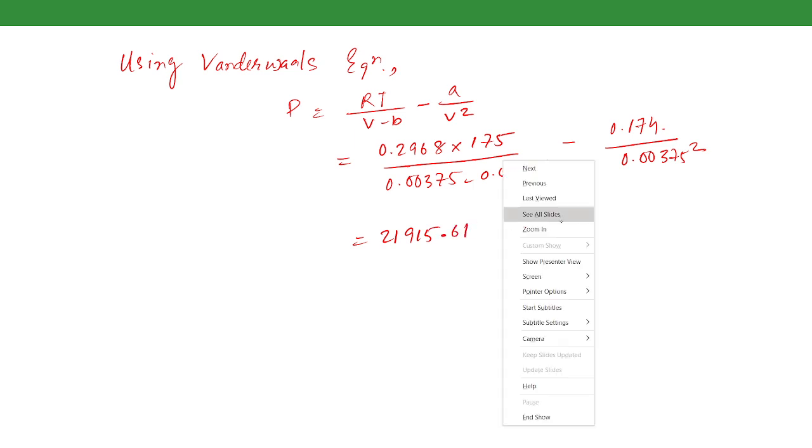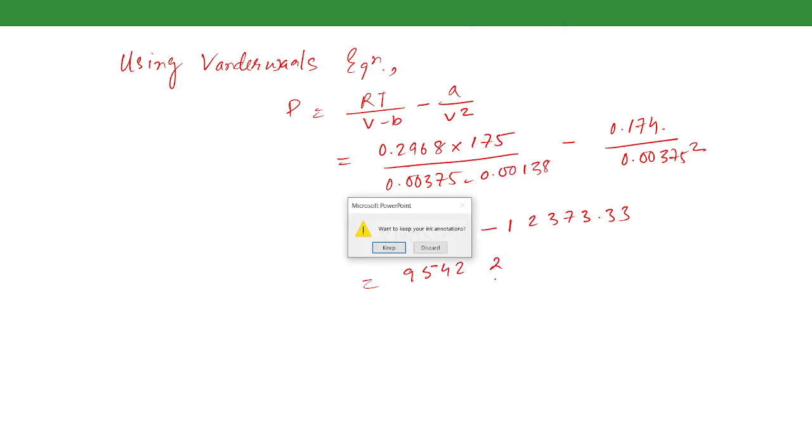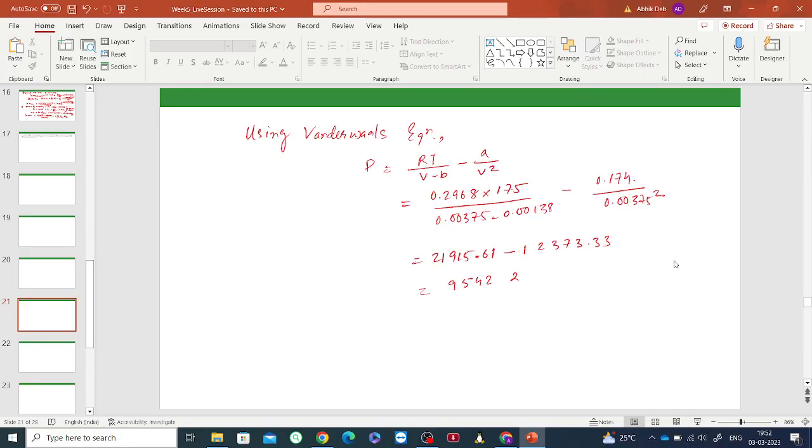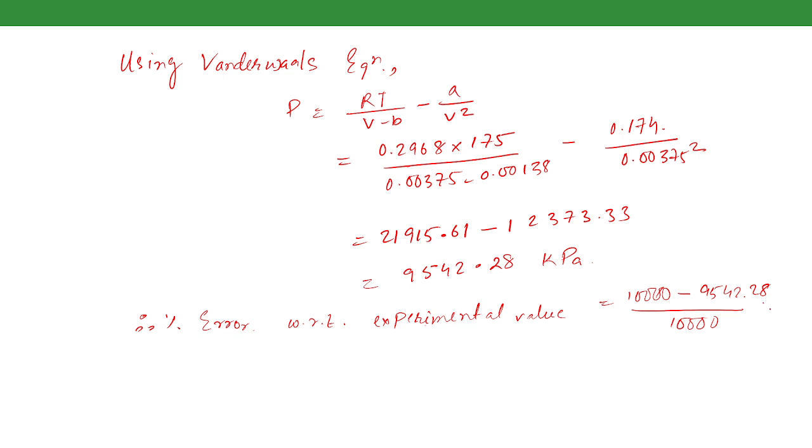This is 21915.61 and this comes out to be 12373.33. Net value comes out to 9542.28 kPa. Therefore, percentage error with respect to experimental value is 10,000 minus 9542.28 by 10,000 into 100%. So this gives the value of 4.5%.